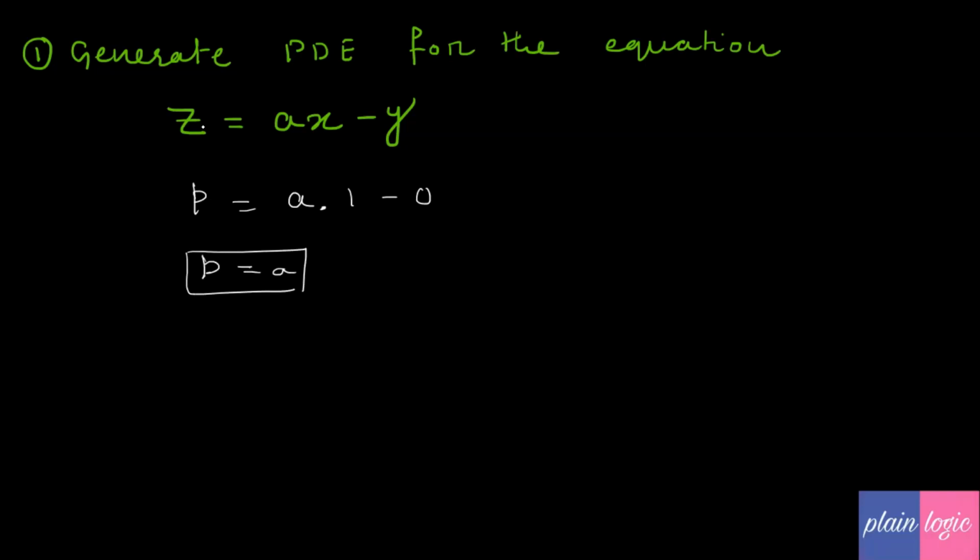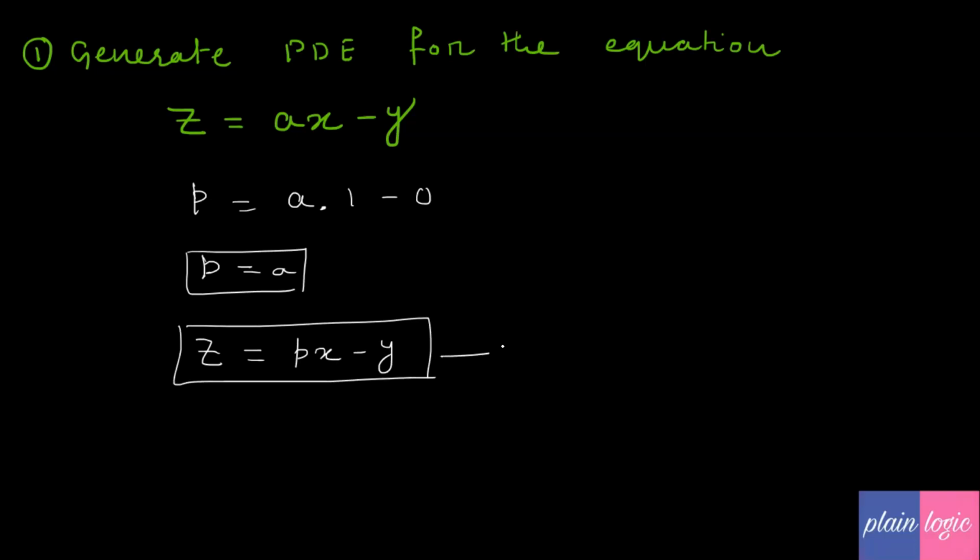Now substituting this value in the equation that we have, we will get the partial differential equation as z is equal to px minus y. This is the generated partial differential equation. Now the method we used is eliminating the arbitrary constant.